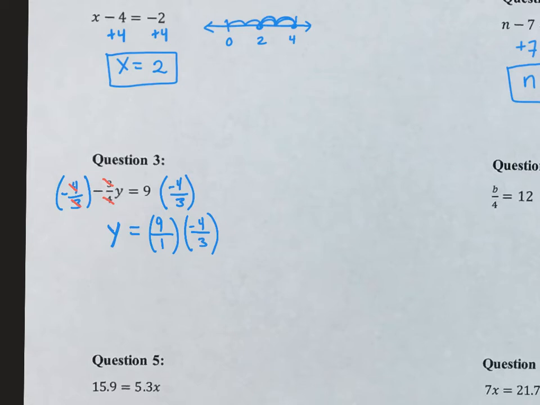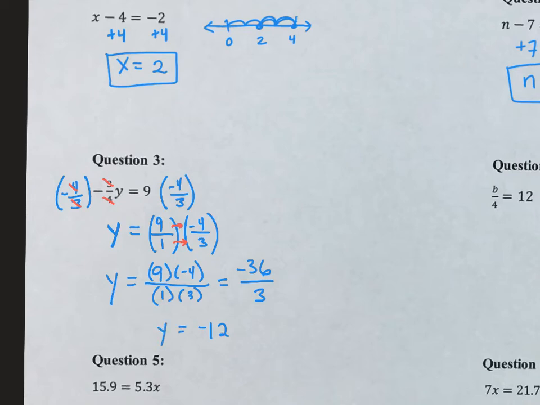So now if you remember your operations for multiplying fractions, you multiply straight across the top and multiply straight across the bottom. Okay, so in this case, you have y equals 9 times -4 on top in the numerator, and then 1 times 3 on the bottom. So 9 times -4 is -36/3, and then -36 divided by 3 should get you -12. So the answer is y equals -12.